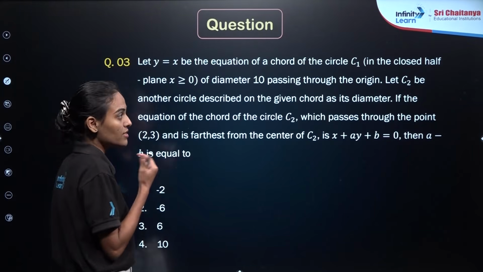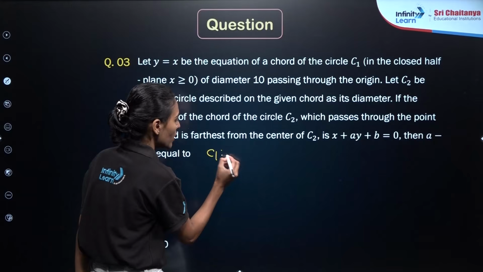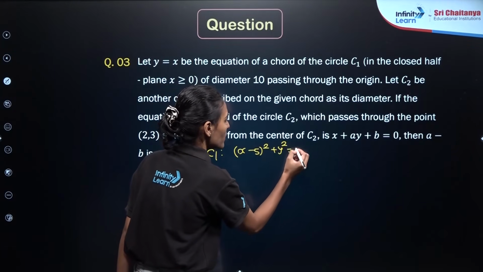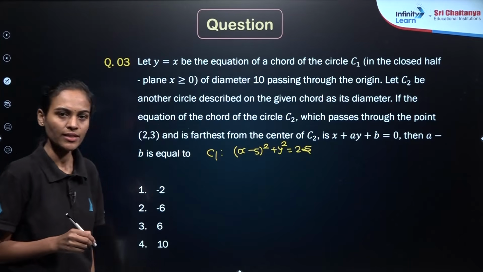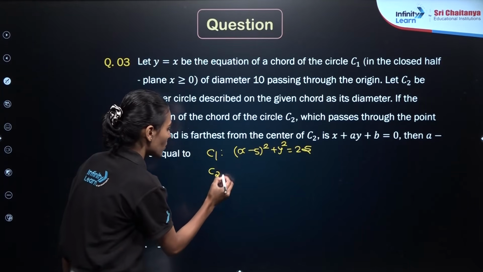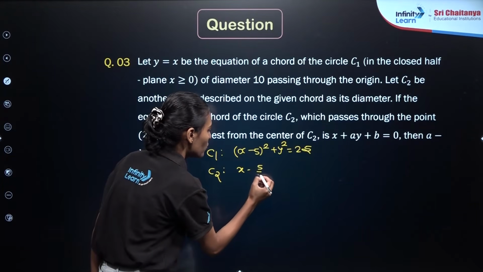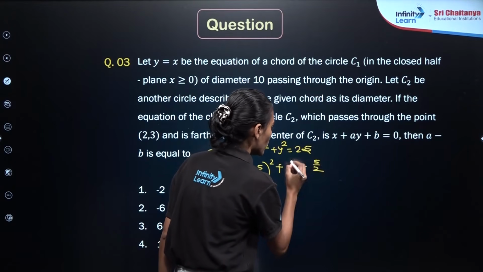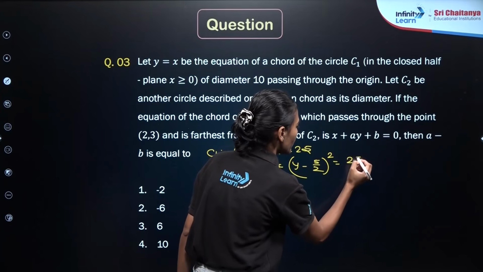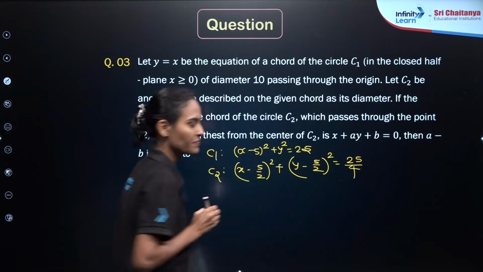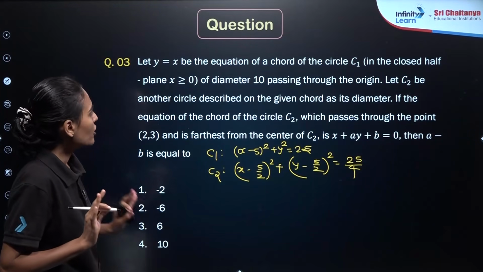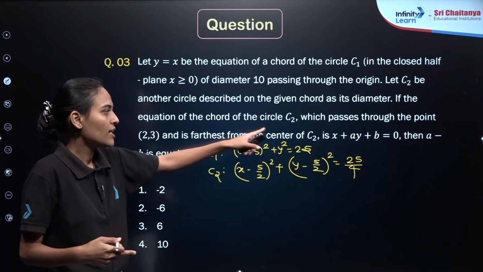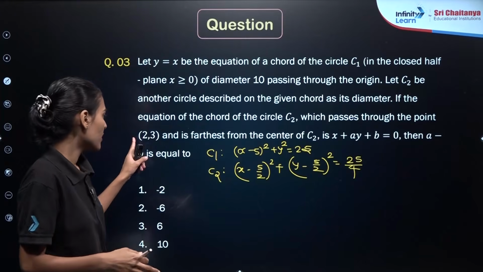So here, if you consider your circle C1, it will be of the type (x minus 5) whole square plus y square equals 25. Diameter will be 10, and then C2 will be (x minus 5 by 2) whole square plus (y minus 5 by 2) whole square equals 25 upon 4. Right? Now they have given you a point (2, 3), and the chord of the circle C2 again passes through (2, 3).